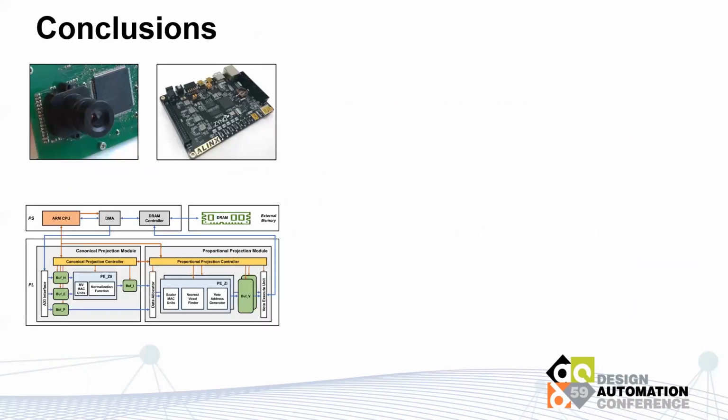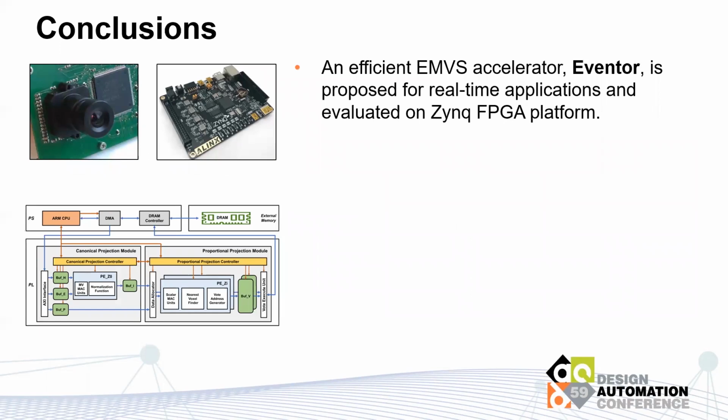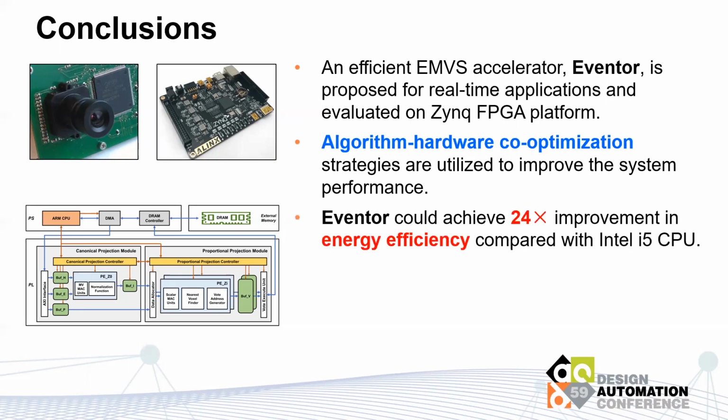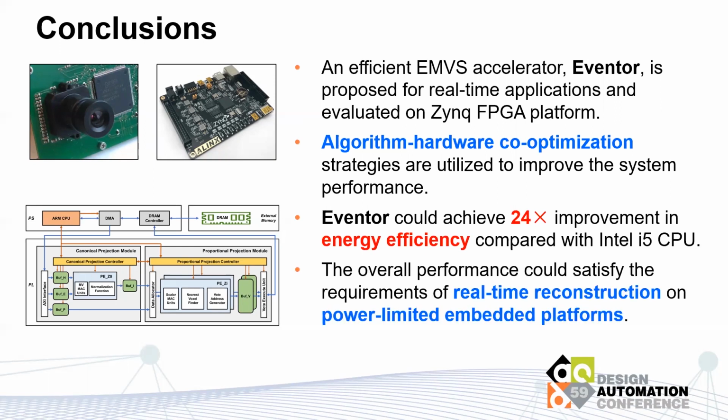In conclusion, we propose an efficient EMVS accelerator, Eventor, for real-time applications and evaluated on the Zynq FPGA platform. Algorithm-hardware co-optimization strategies are utilized to improve the system's performance. As a result, Eventor could achieve 24 times improvement in energy efficiency compared with Intel i5 CPU. The overall performance could satisfy the requirements of real-time reconstruction on power-limited embedded platforms.